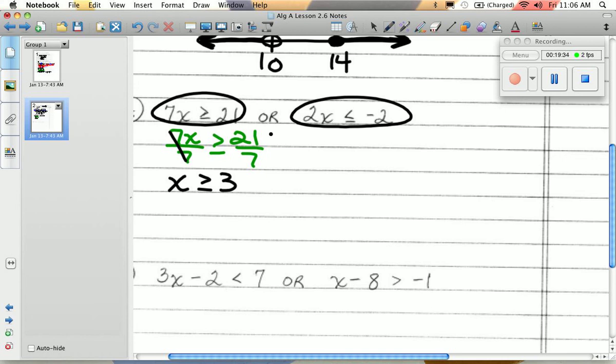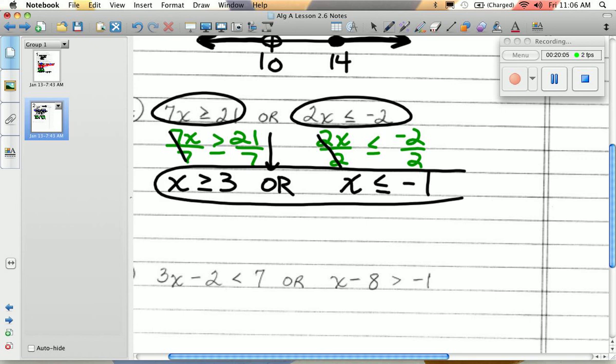Bring down the word or. And in the other one, divide by 2. What's our solution for that one? X is less than or equal to 1. Did we divide by a negative? No, so we don't have to reverse, and it's -1. Okay, here's our algebraic solution.